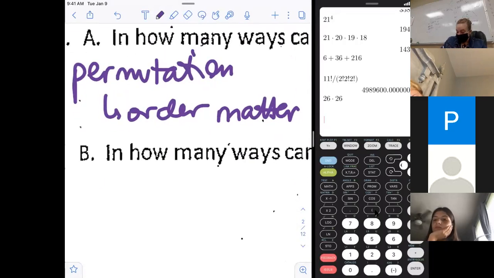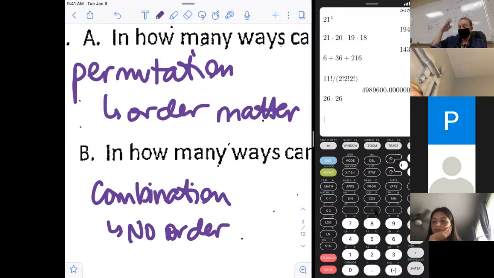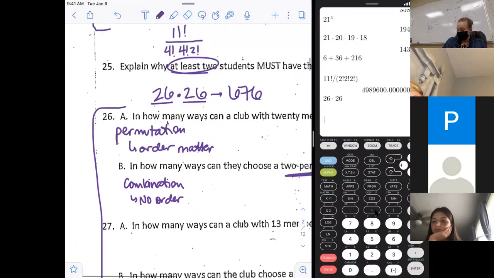The other one is called a combination. And order doesn't matter. All right, no order. That's like picking a group of bridesmaids. It's like picking two captains for a team. It's like picking three people on the executive board of something. You all have the same job. Nobody's more important or less important than anybody else.